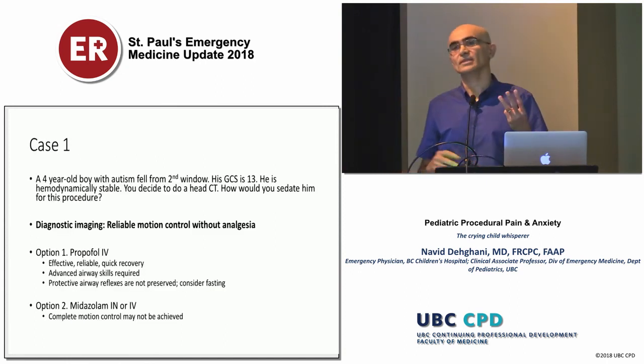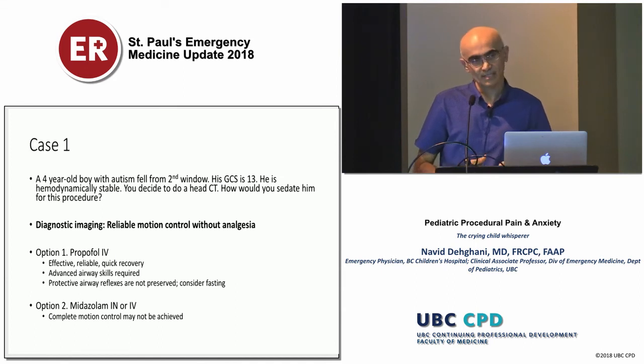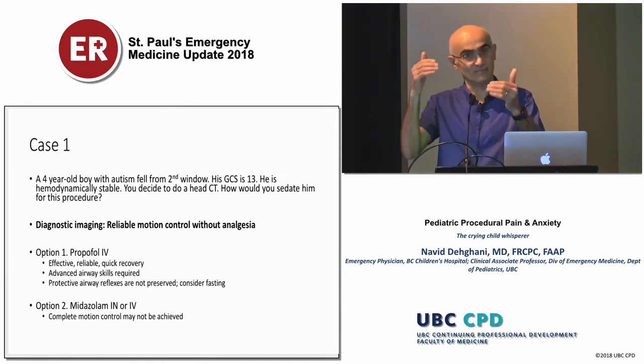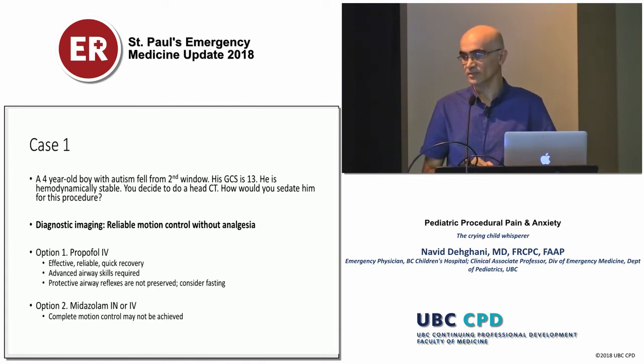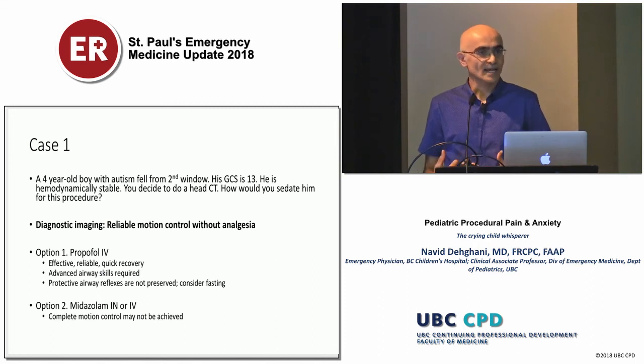Briefly, we'll talk about three cases. A 4-year-old on the autism spectrum with a fall that you determine requires neuroimaging. In this case, motion control is your goal, not so much analgesia for the sake of the CT scan. Of course, having a fall from a second story will be painful, so you'll be considering that. The options here, as a suggestion, would be IV propofol if there are no issues with blood pressure, but you need advanced airway capabilities, or intranasal midazolam, but being aware of the unpredictable outcome with that.